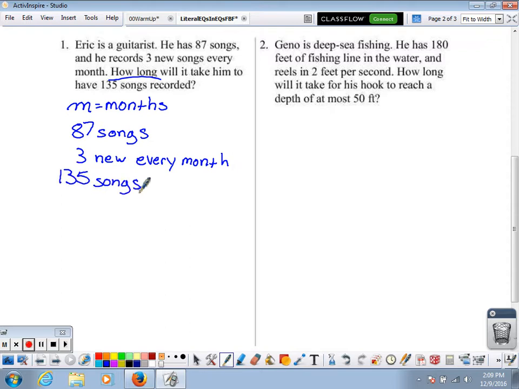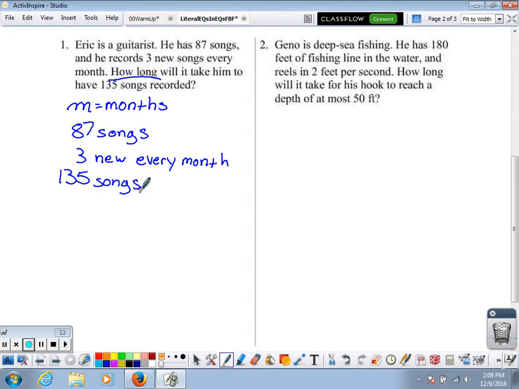Okay, so now we want to read it a third time, and this is the time when we really want to think about building that equation. Okay, so let's read it a third time. Eric is a guitarist. He has 87 songs, and he records 3 new songs every month. How long will it take him to have 135 songs recorded?